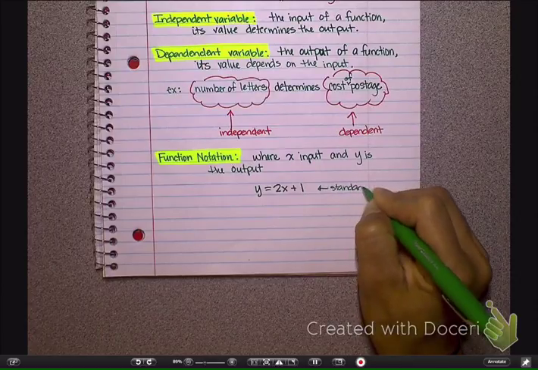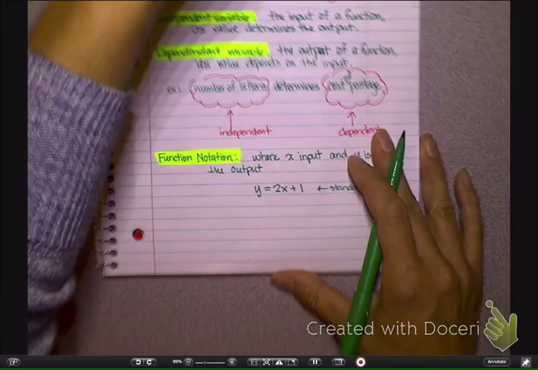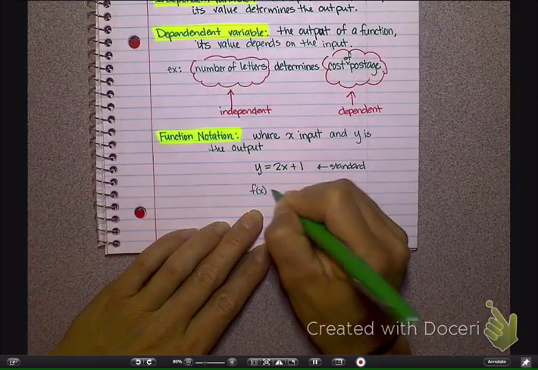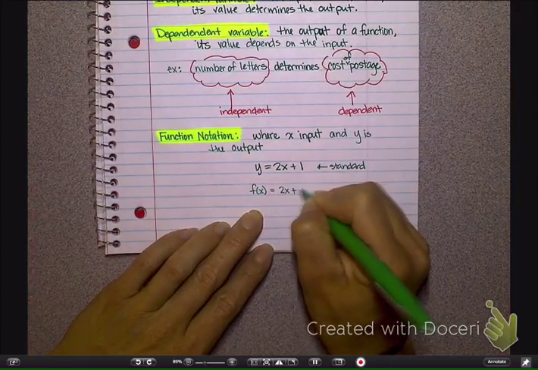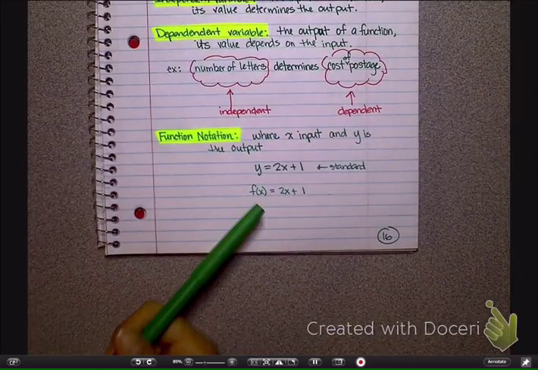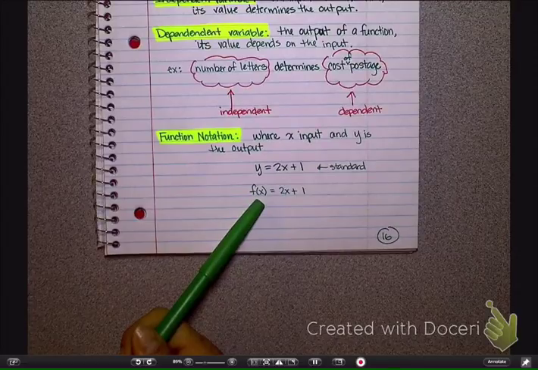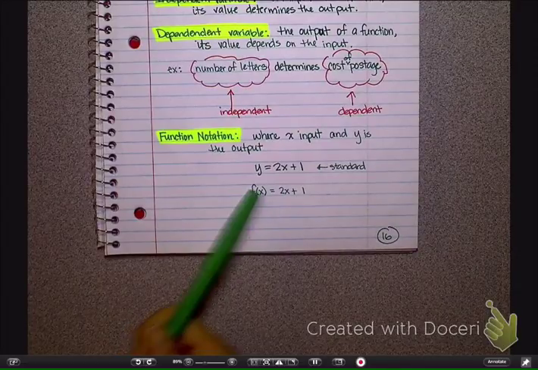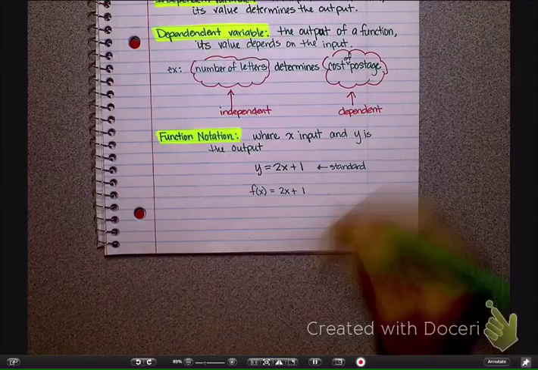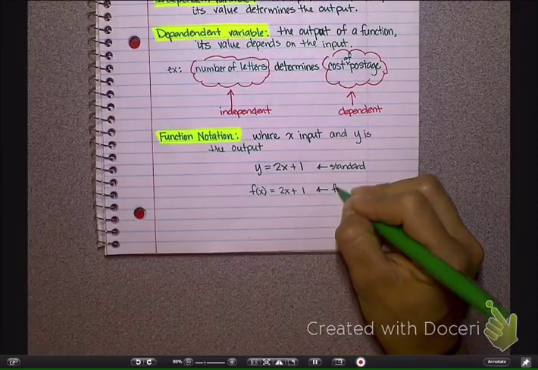All right. In function notation, it would look like this. f of x equals 2x plus 1. So I'm changing my dependent variable to f of x, or f of whatever the independent variable is. Okay, so this here is function notation.